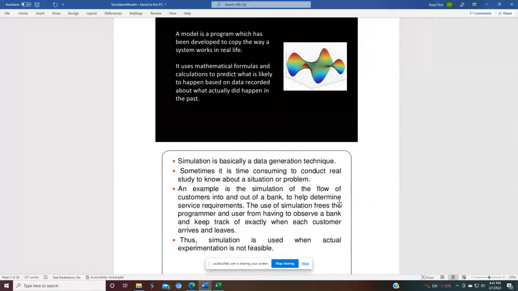Simulation is used when actual experimentation is not feasible. Actual experimentation is better. But in many cases, actual experimentation is not possible. So the next best solution is simulation analysis. And that's what we want to do today.